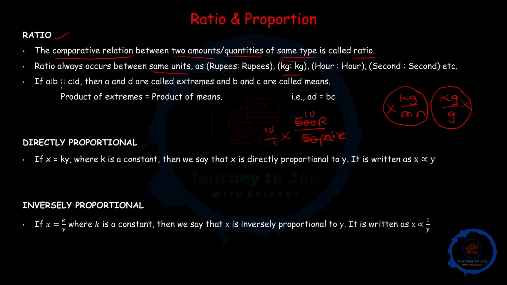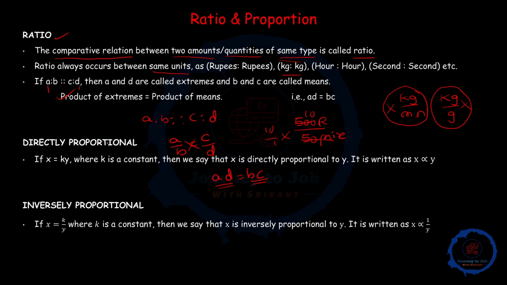Next, a is to b is to c is to d. Then a and d are called extremes, b and c are called means. Here a and d are in the extreme positions, so they are called extremes, and b and c are called means. And a is to b is to c is to d, we can write like this: a by b is equal to c by d. Okay, so if we cross multiply, AD is equal to BC. So the product of A and D, what are they? Extremes. B and C are what? Means. So the product of extremes is equal to the product of means. That is what is explained here.